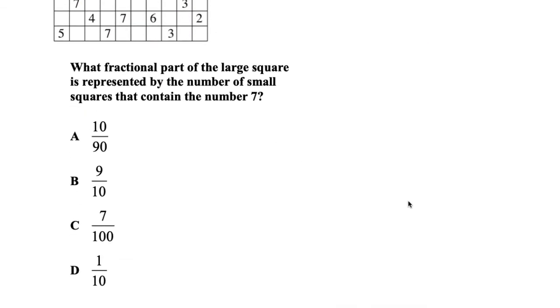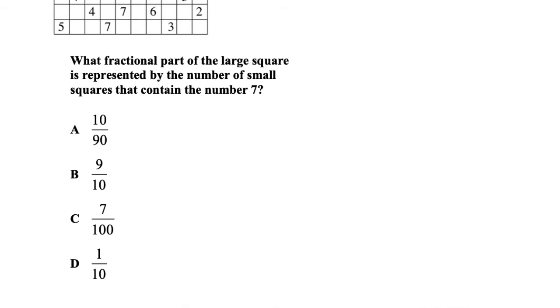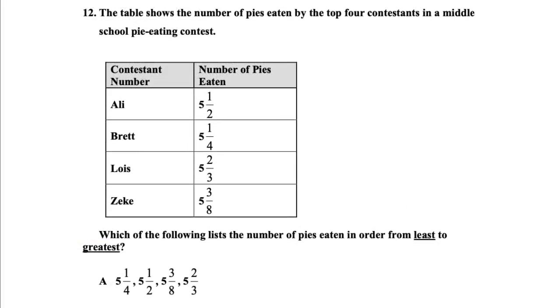And 1 over 10 is going to be answer choice D. The table shows the number of pies eaten by the top 4 contestants in a middle school pie eating contest. Ali ate 5.5 pies, Brett ate 5 1/4 pies, Lewis ate 5 2/3, Zeke ate 5 3/8. Which of the following lists the number of pies eaten in order from least to greatest?